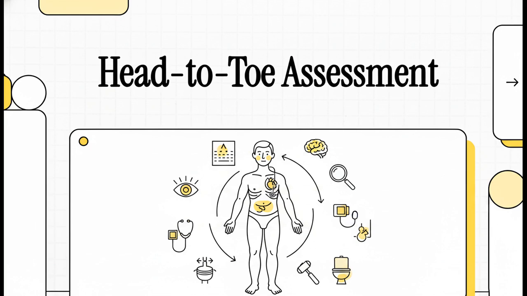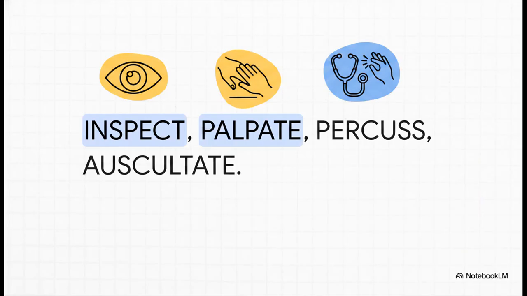Today, we're going to break down the exact sequence, the crucial exceptions you need to know, and those holistic elements that transform a basic physical check into true compassionate patient care. Let's get started. Everything kicks off with the golden rule, the standard order of techniques that forms the backbone of almost all clinical assessments: inspect, palpate, percuss, auscultate.